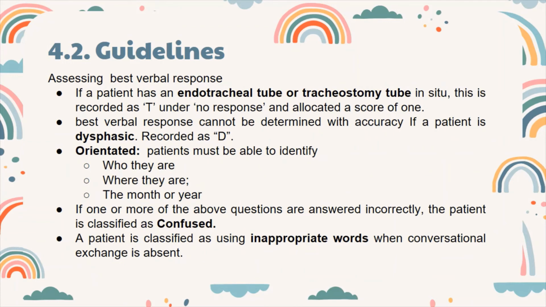In assessing best verbal response, if a patient has an endotracheal tube or tracheostomy tube in situ, this is recorded as T under no response and allocated a score of 1. Best verbal response cannot be determined with accuracy if a patient is dysphasic, then it is recorded as D. For orientation, patients must be able to identify who they are, where they are, and the month or the year. If one or more of the above questions are answered incorrectly, the patient is classified as confused.